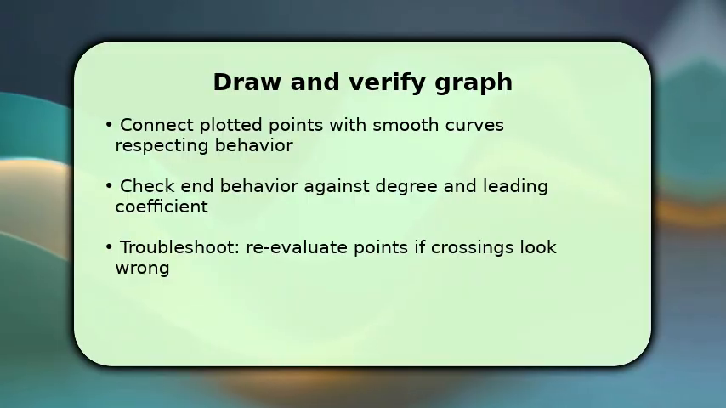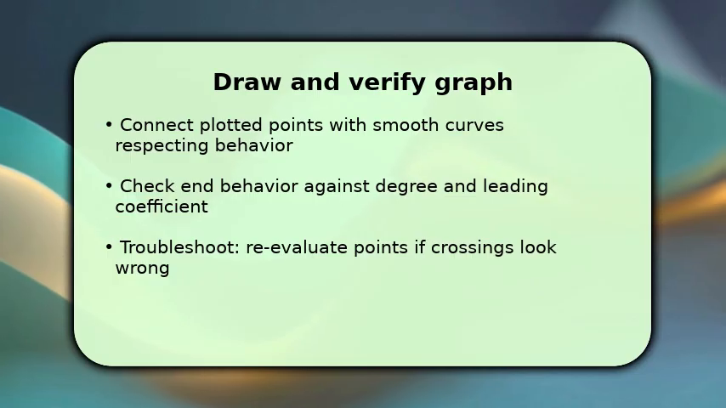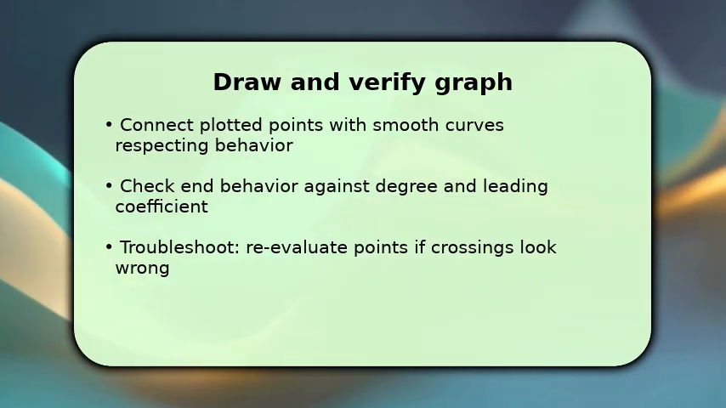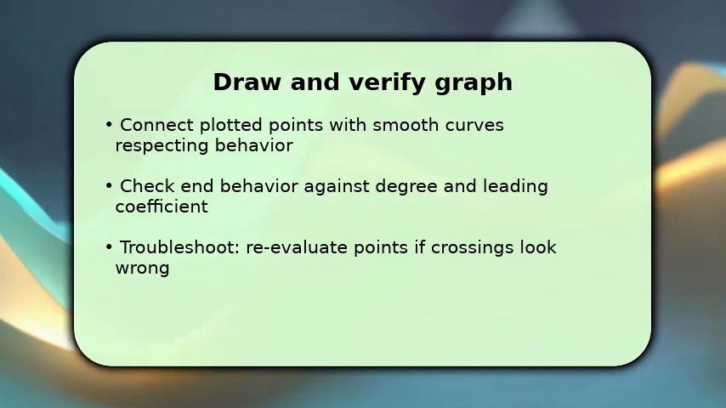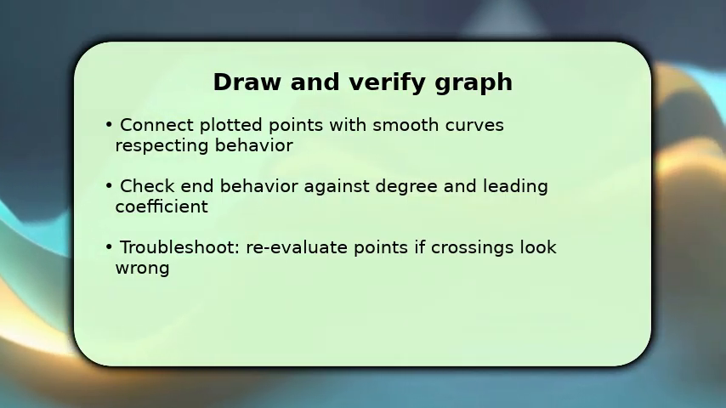at roots. You want gentle transitions at even multiplicity roots and clear crossings at odd ones. Once done, confirm y values at a few extra x spots to validate shape. If the graph looks off, reevaluate calculations and multiplicities.